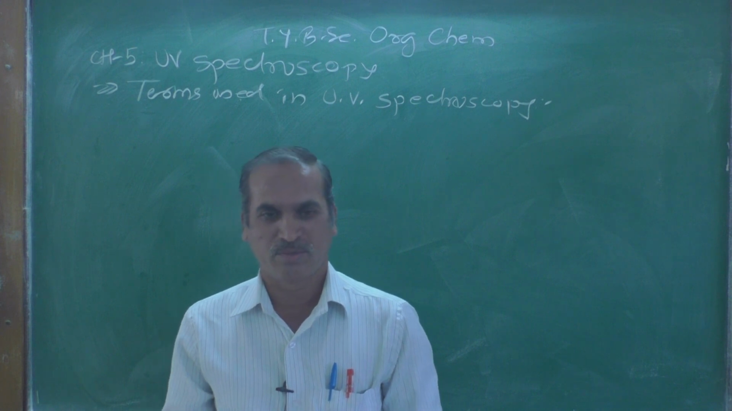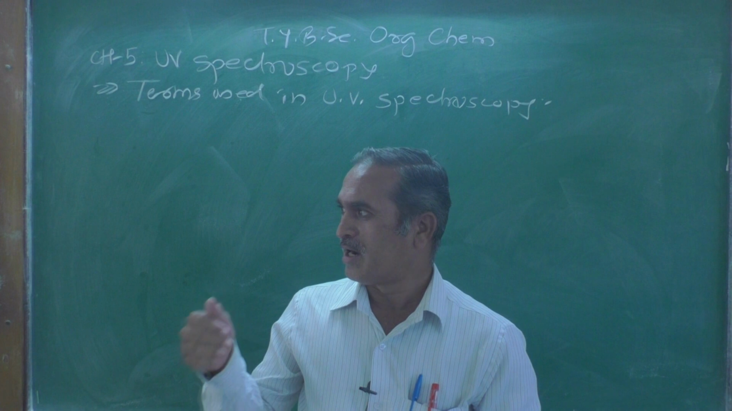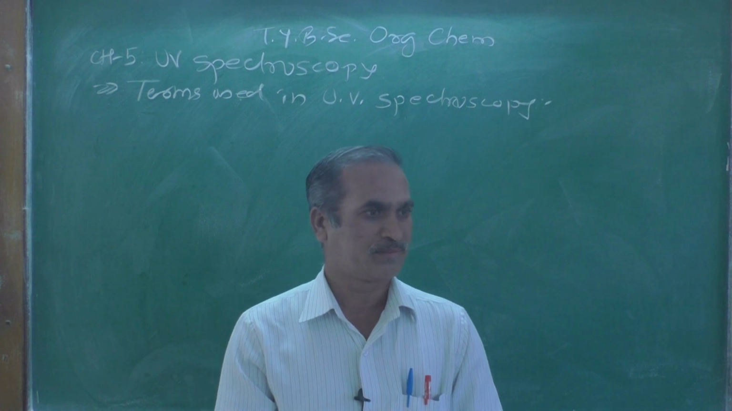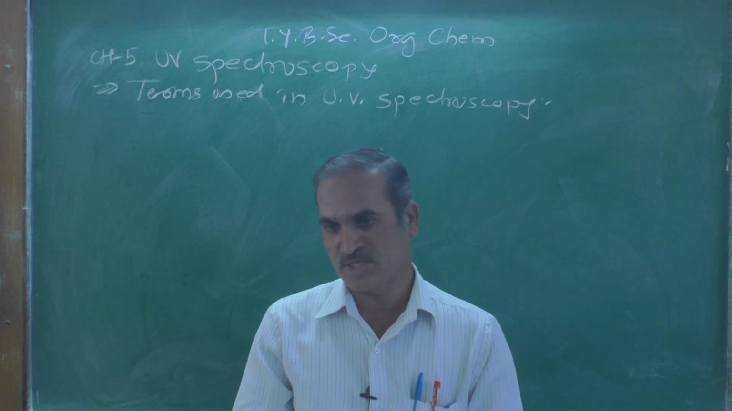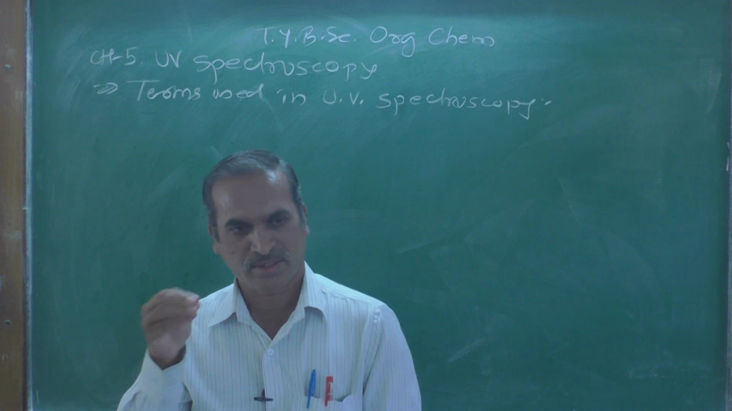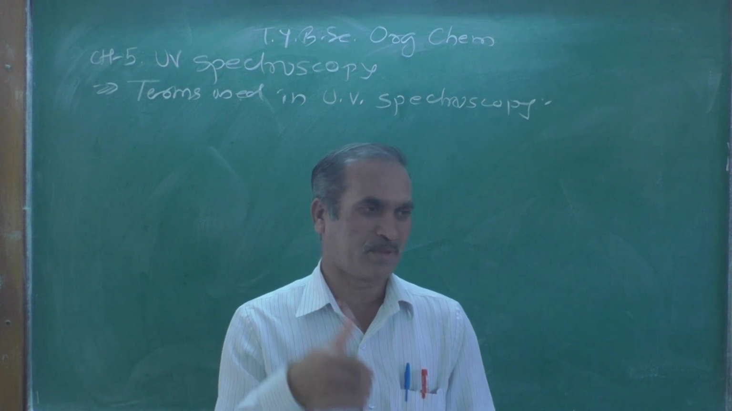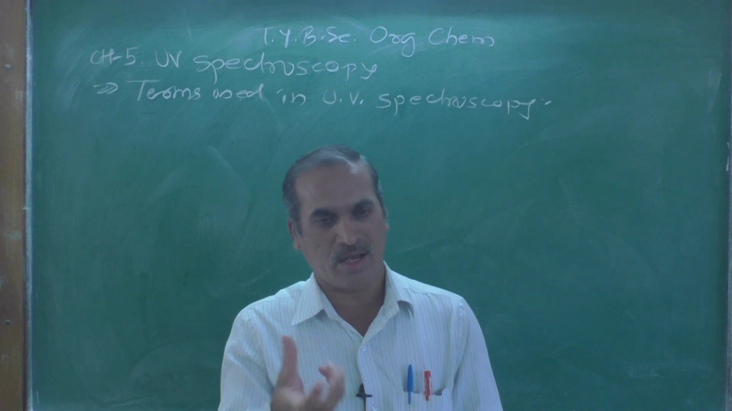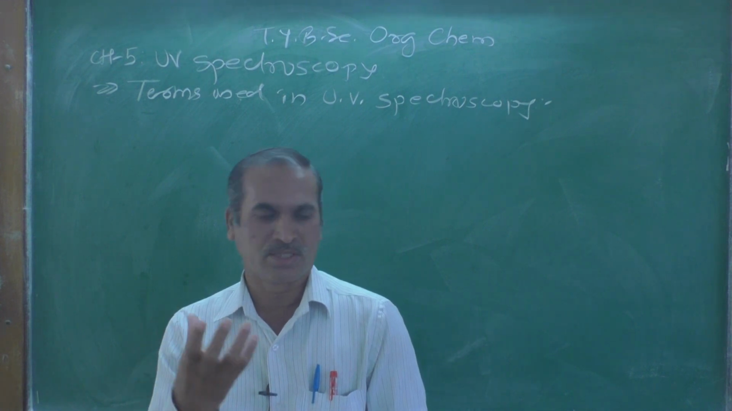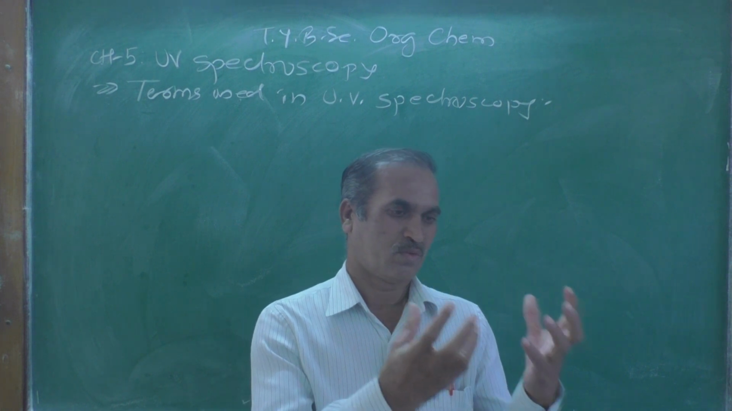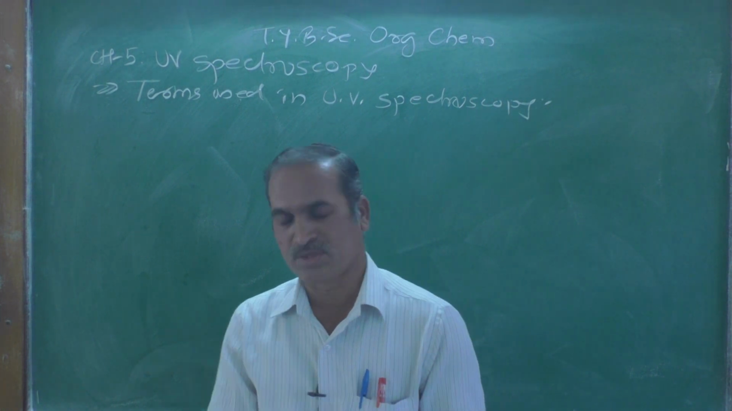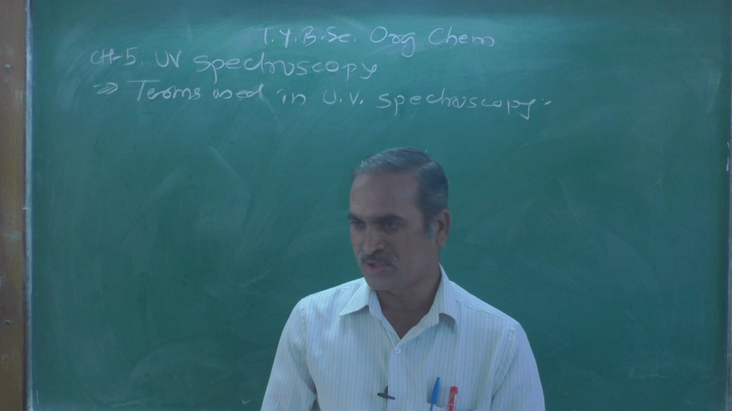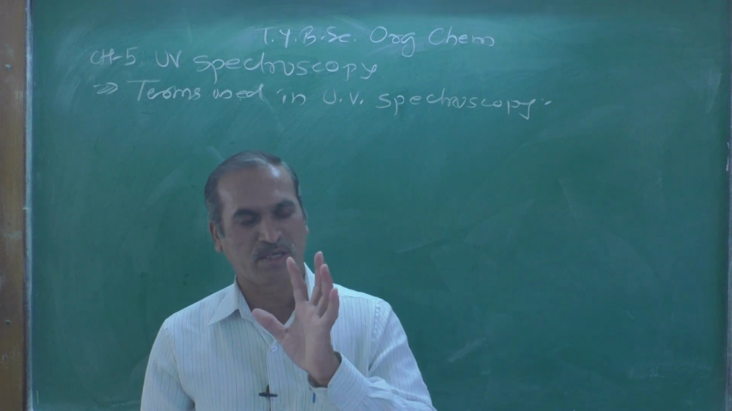Do you remember what we were discussing yesterday? I think we were discussing the types of electronic transition, and what kind of transition the main types of organic molecules exhibit. Generally there are four types of transition. Number one, sigma to sigma star transition.